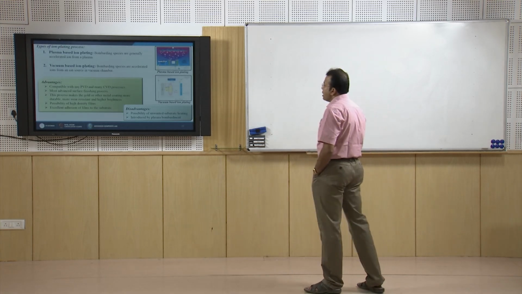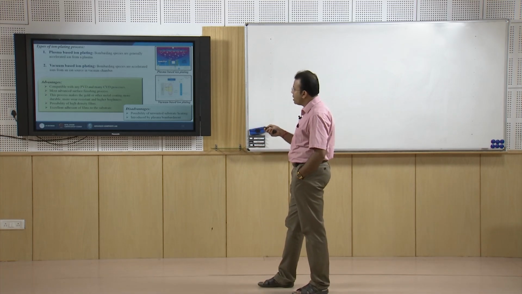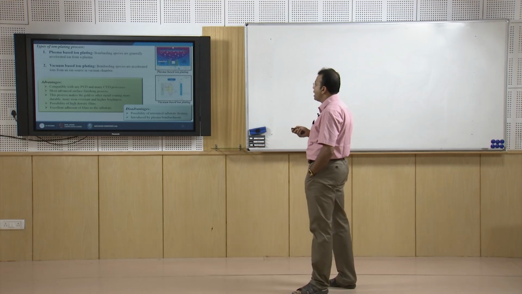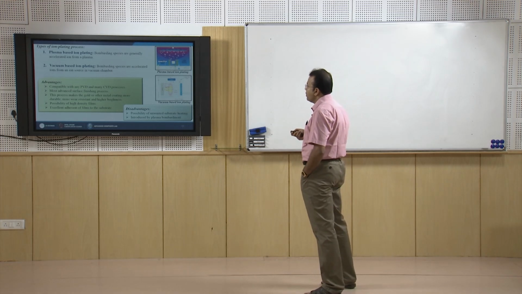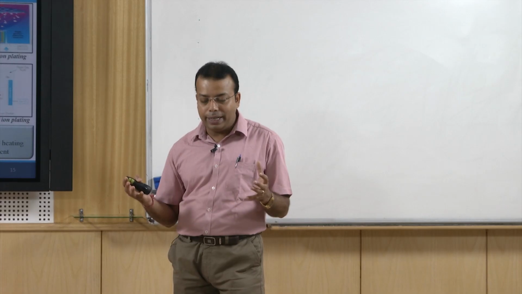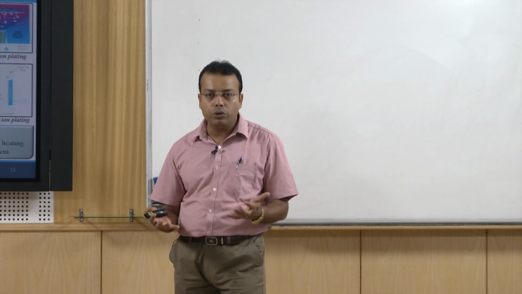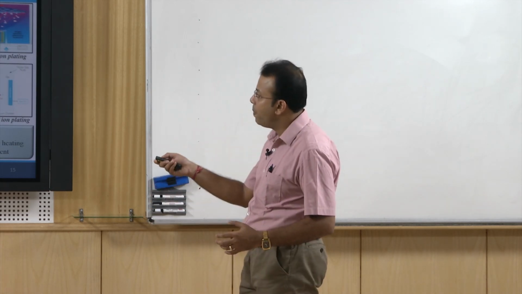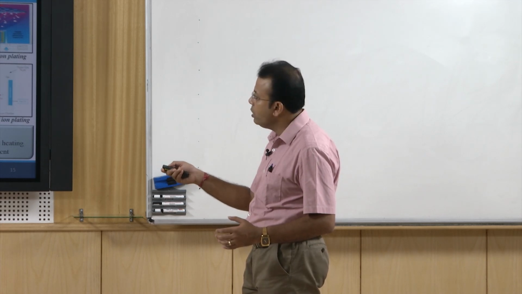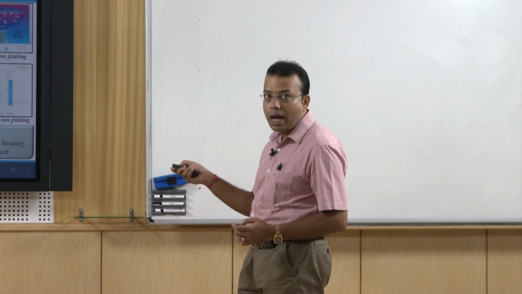Next we are going to discuss the different types of the ion plating process. So, first one is known as plasma based ion plating. Bombarding species are generally accelerated ions from a plasma. Then vacuum based ion plating, bombarding species are accelerated ions from an ion source in a vacuum chamber. So, now it is actually divided according to the environment we are going to use. If you are going to use the plasma environment, then that is known as plasma based ion plating, and if you are going to use the vacuum chamber or maybe the vacuum environment, then it is known as vacuum based ion plating.